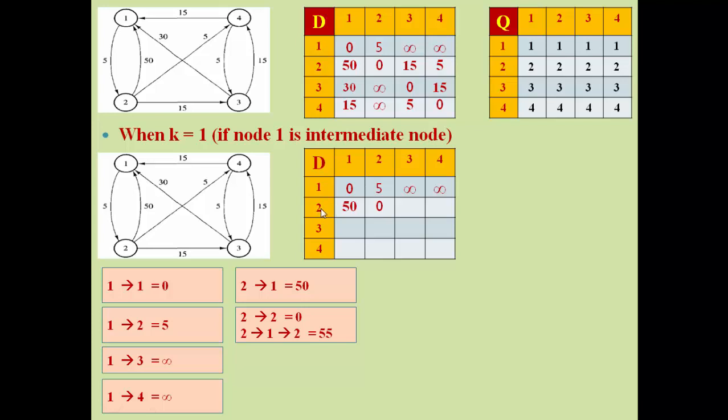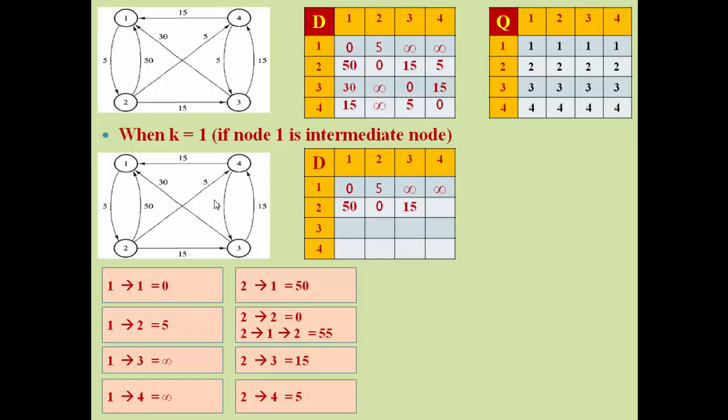Then when we reach from 2 to 3, at that time the direct distance is available, that is 15. So is it possible to use intermediate node 1 to reach from 2 to 1 and 1 to 3? No, there is no other path, so we can directly consider our direct path, that is 15. That is 2 to 3 is equal to 15 is our answer, so we have to put 15 here. Then 2 to 4, the direct distance is 5.